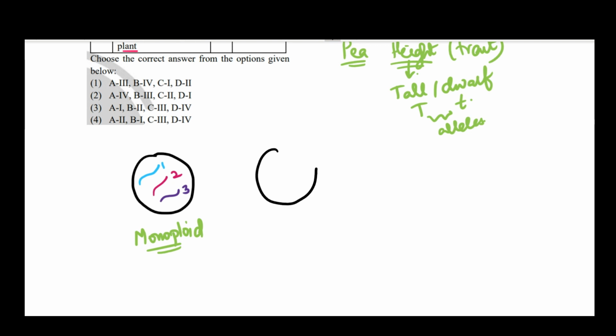Consider another case where inside the nucleus you have something like this. Here you can see that you have chromosome 1, 2 copies, chromosome 2, 2 copies, chromosome 3, 2 copies. So how many sets can it form? Chromosome 1, 2, 3 can form one set. Again, chromosome 1, 2, 3 can form another set. So two sets can be formed. That's the reason it is said to be diploid.